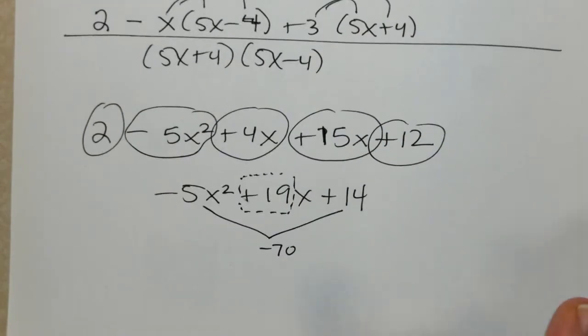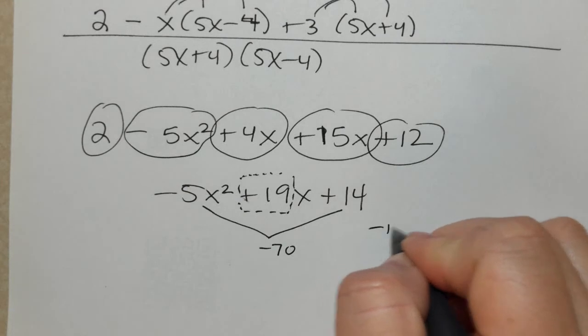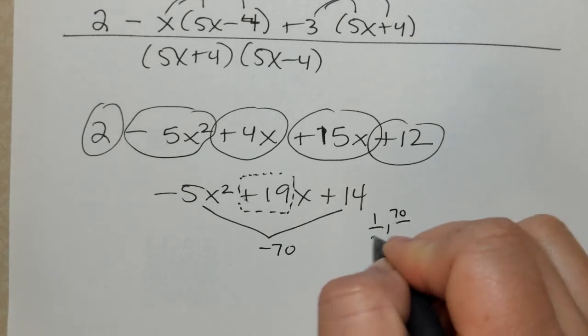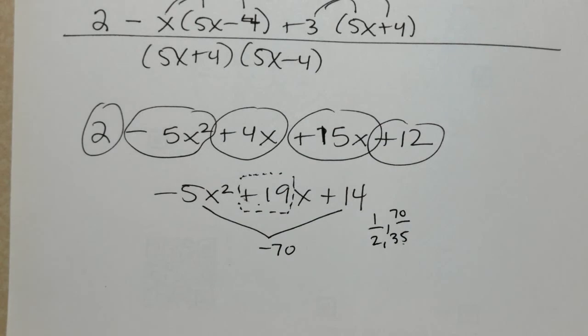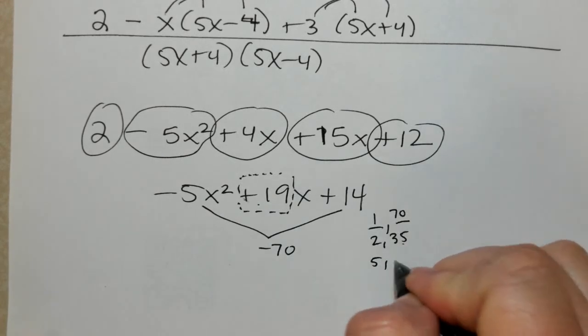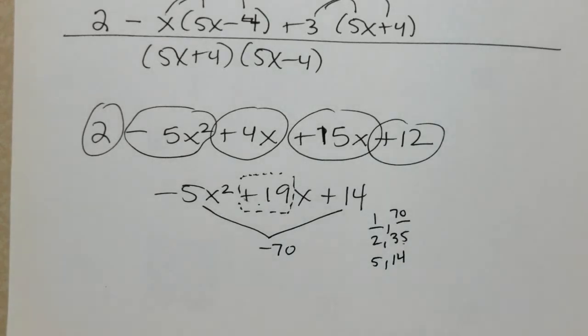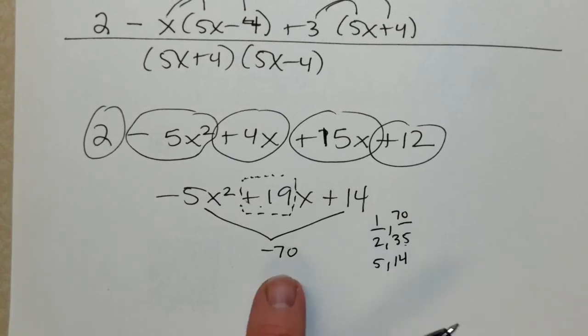Okay, let's see if there's anything here that works. So 1 and 70, no. 2 and 35 is not a difference. That doesn't work. 70 is not divisible by 3. Not divisible by 4. It is divisible by 5. What about 5 and 14? Okay, so 5, let's see here. 5 times 14 is 70.